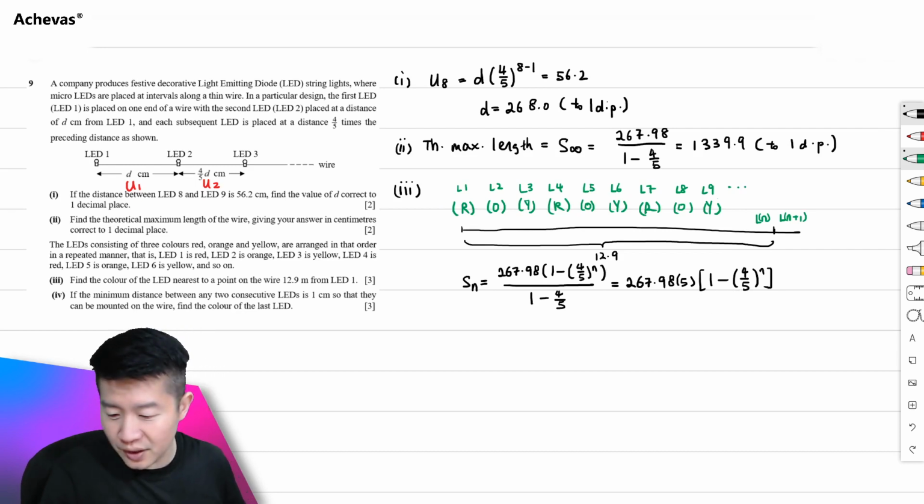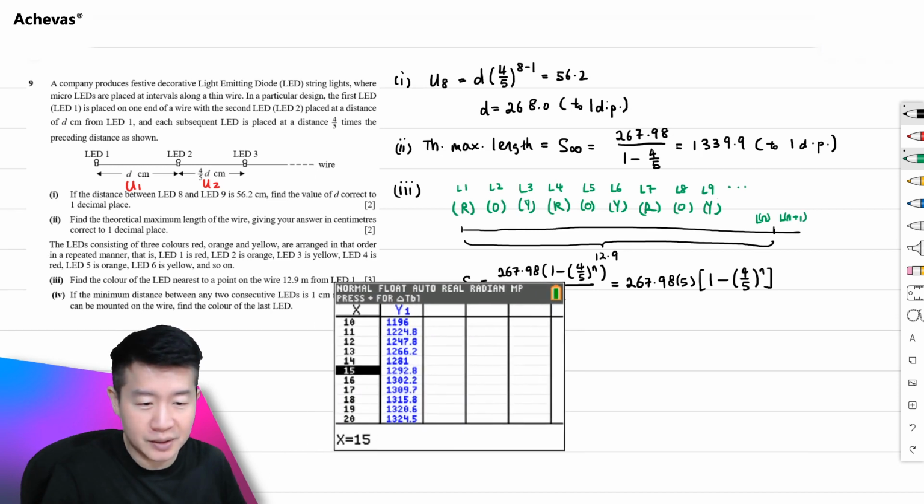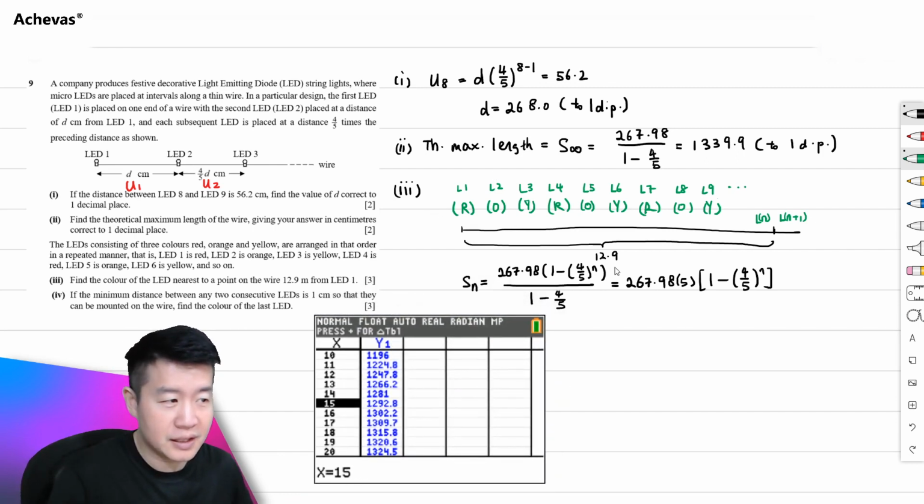Let me show you what I've gotten. If I press this into the GC, I will get something like this. I will generate the table. So Y1 is this entire thing. When I press Y equal in Y1, I'll press this in, so 1 minus 4/5 to the power of x. All these Y1 values here are the total distances between the LEDs, all the way until S13, S14, S15, and so on.